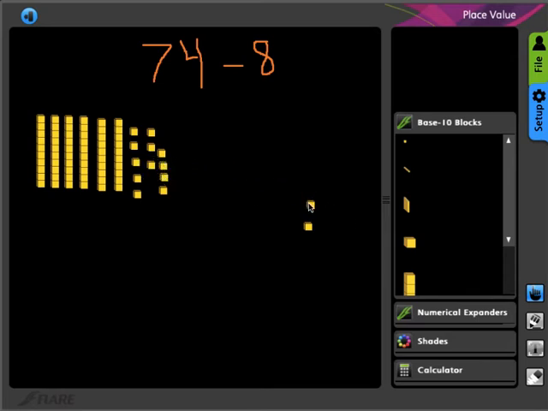Our starting total has not changed, but this makes it a lot more simple for us to take away our 8 1s. So go ahead, take away 8 1s right now. Maybe if you have a piece of paper in front of you, you can draw your blocks and take away 8 ones from 74.